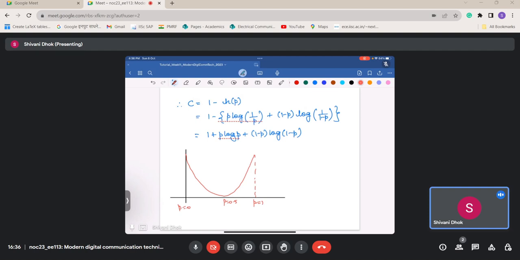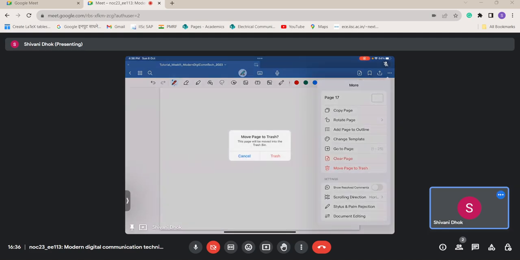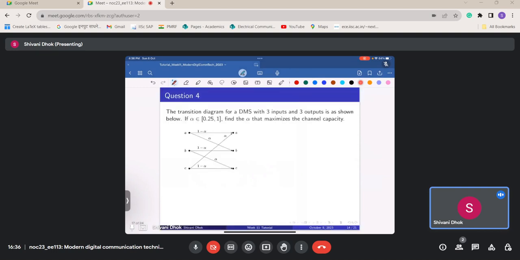Okay, if there are no questions, then let's go ahead and look at the next question that I had planned to cover today. So what does this question tell? It says that the transition diagram for a discrete memoryless source with 3 inputs and 3 outputs is as shown in the figure below. Now suppose this alpha is between 0.5 and 1. You need to find the alpha that maximizes this channel capacity.